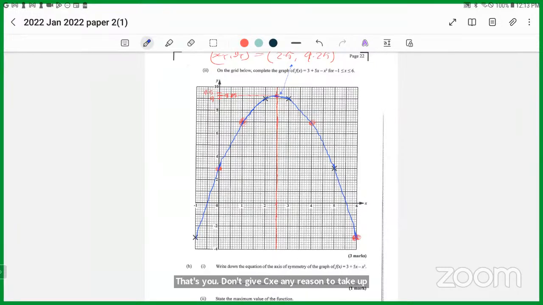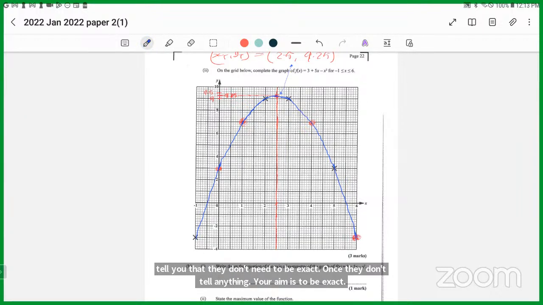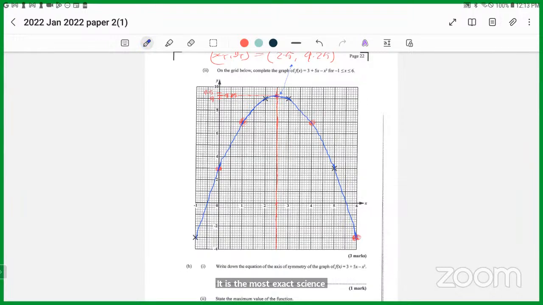Just always remember this. Mathematics is the most exact science. You have to be exact. You're always trying to be exact. The only time you don't need to be exact is when they tell you that you don't need to be exact. Once they don't tell you anything, your aim is to be exact. It is the most exact science. So you cannot have a point on a graph, and the graph is supposed to pass through the point, and you don't draw it through the point. You must draw it through the point.